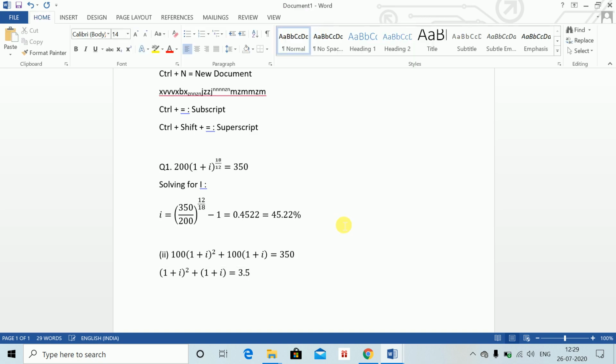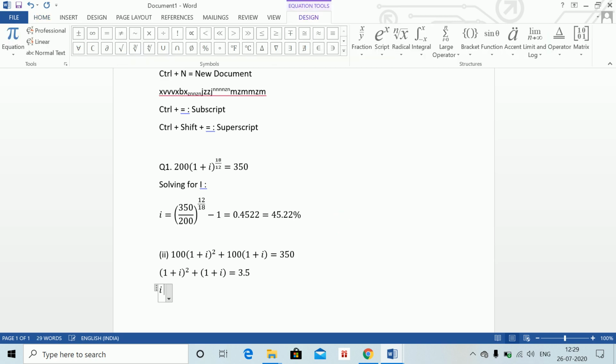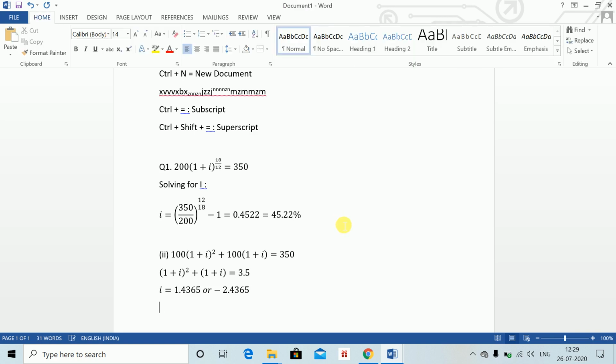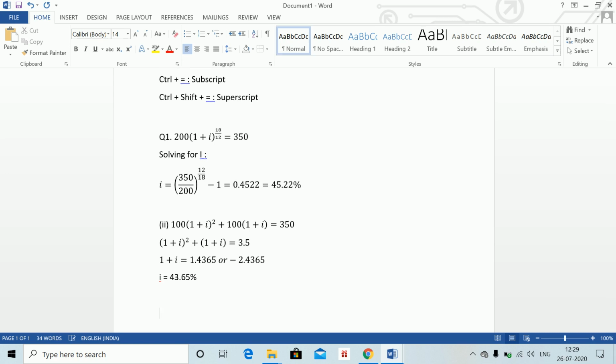Then you can just solve this quadratic equation, or using your calculator you can solve this to give a value of 1 plus i equals 1.4365 or minus 2.4365. Obviously 1.4365 is valid. 1 plus i is equal to this. Therefore, i is obviously equals to 43.65%. Okay, so this is my answer to the first question.